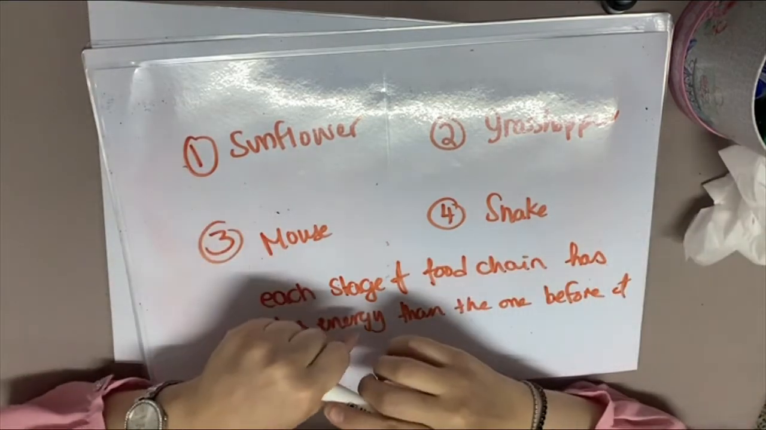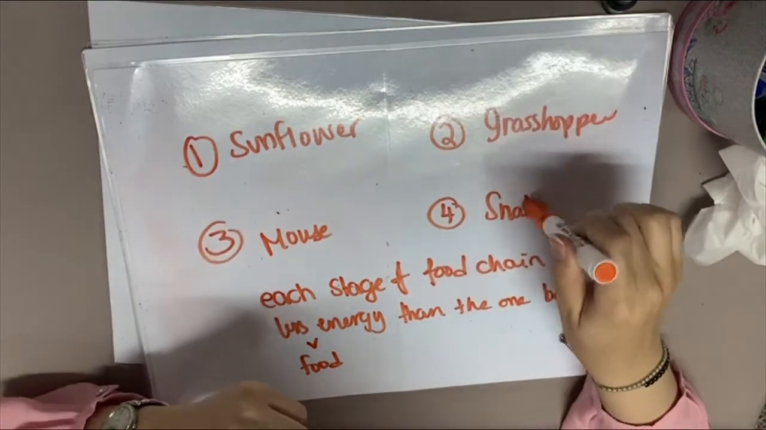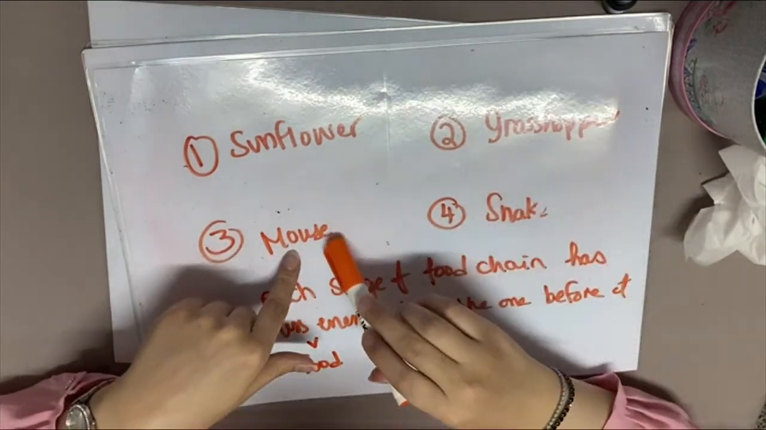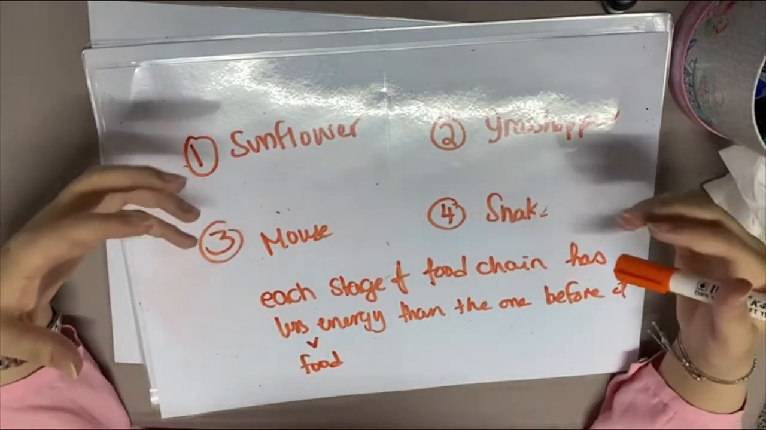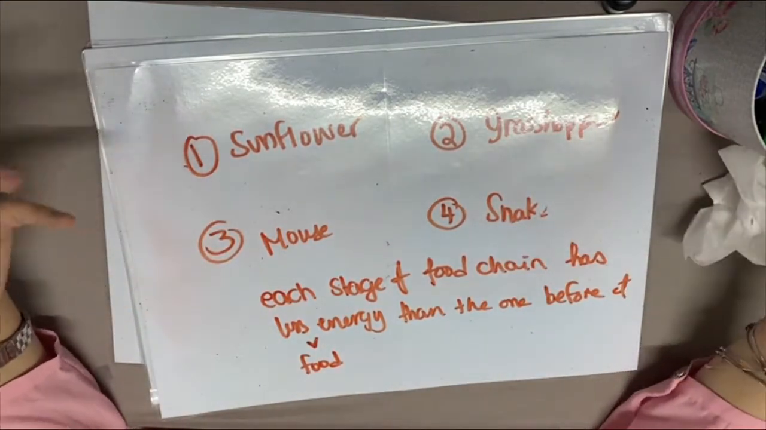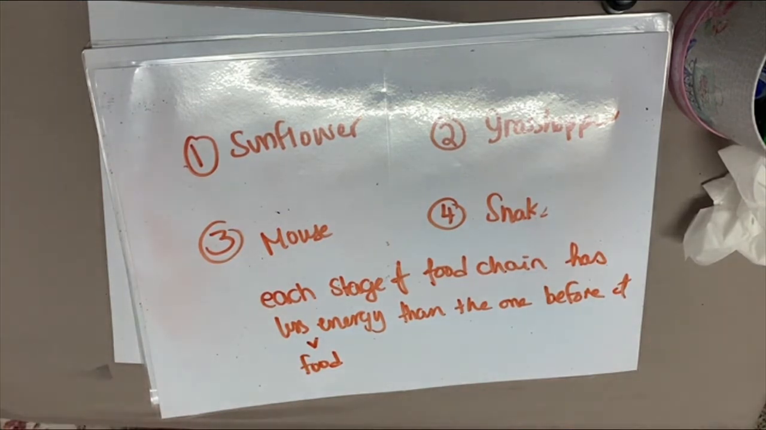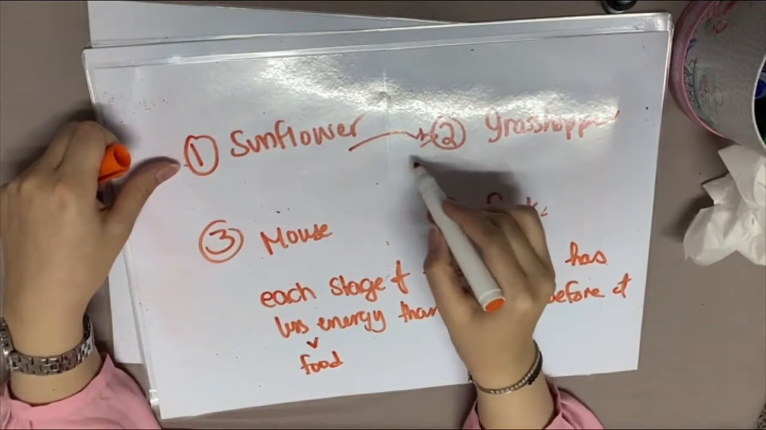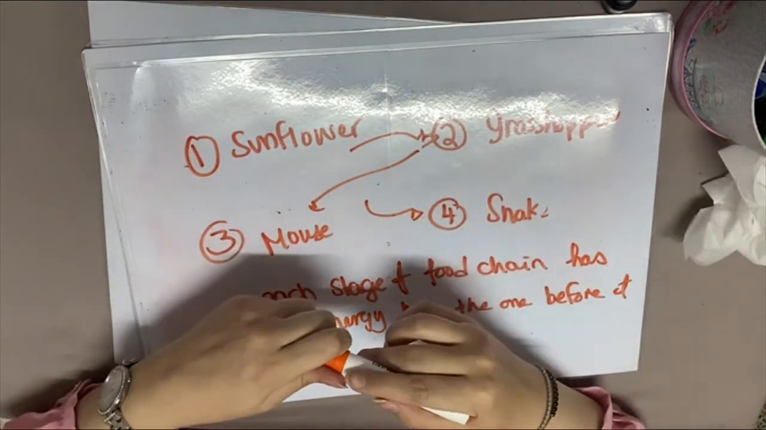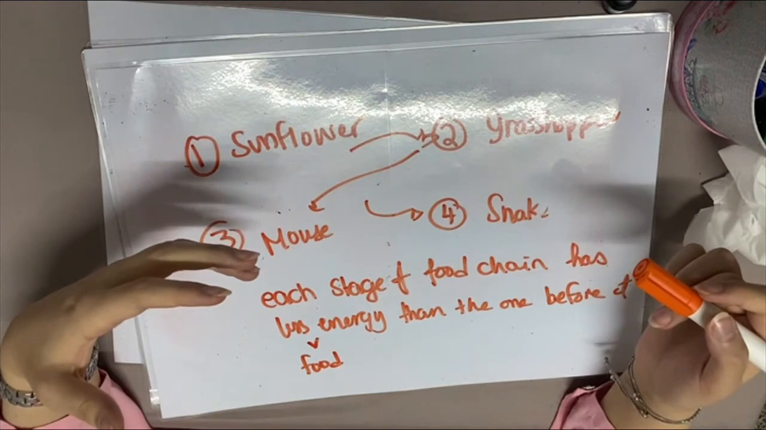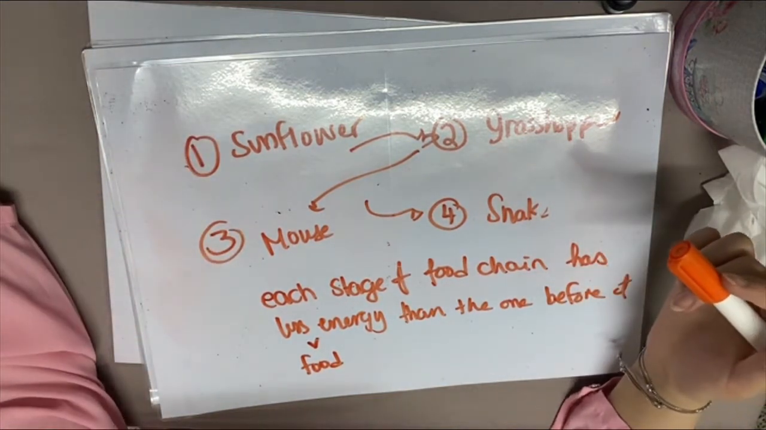So the energy absorbed by the sunflower was first transferred to the grasshopper, which transferred it to the mouse, and then the mouse transferred it to the snake. And through each level, thermal energy is released into the environment. Let's think about it like this. Only 10% is transferred between each level and the other. Why do you think? It's because a lot of energy is used for daily life activities.